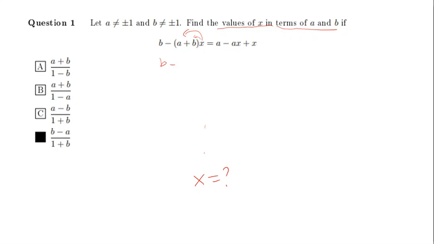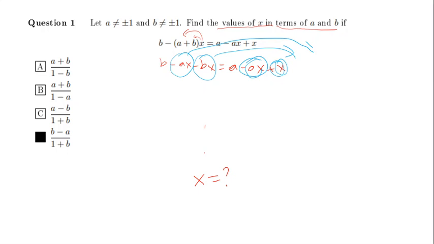So it will have minus ax minus bx equal to a minus ax and plus x. So here are the x terms, like this, and this, and here this one, and here this one. We have to collect all of them on one side. So it's better we send these and send this one to here.